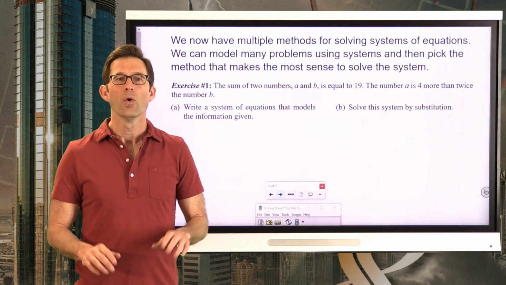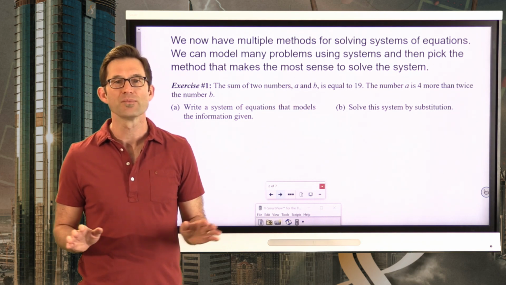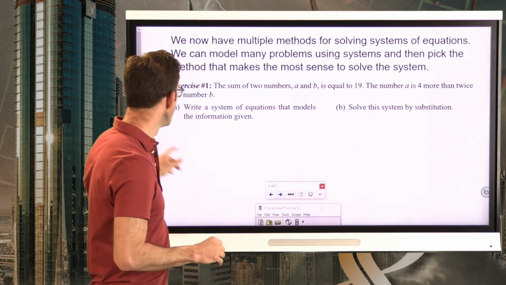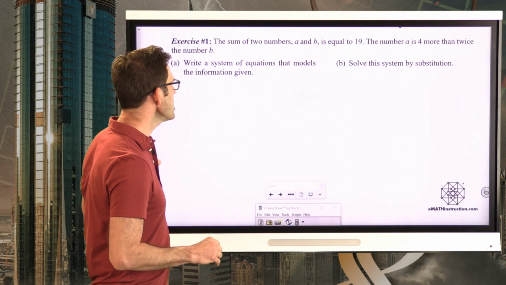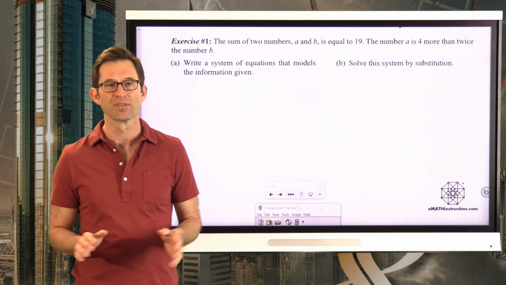All right, here we go. We now have multiple methods for solving systems of equations. We can model many problems using systems and then pick the method that makes the most sense to solve the system. Okay, so let's take a look at one that doesn't connect to real life so much, but it is pretty easy to set up the system.